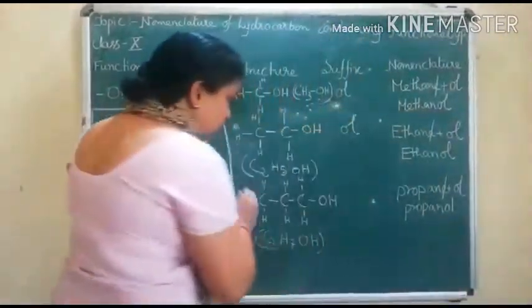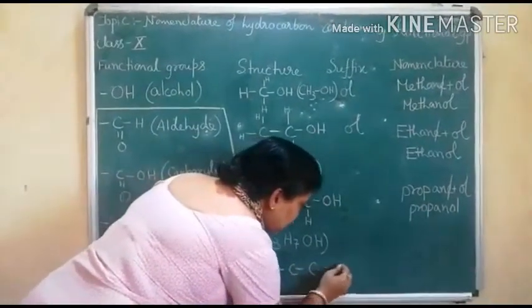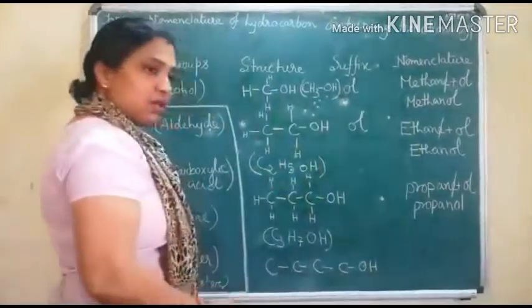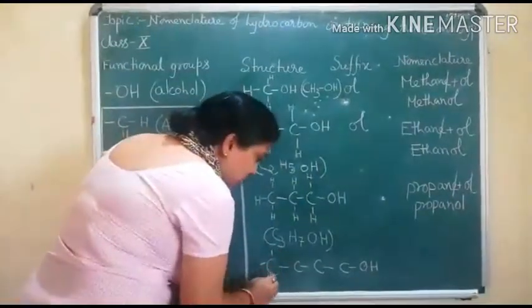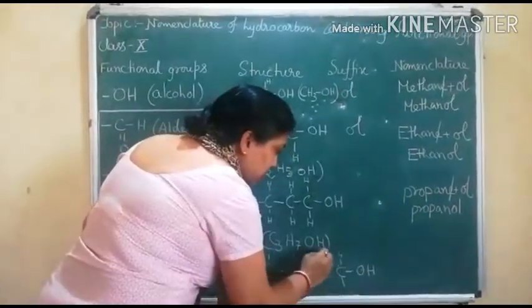What will it be for 4 carbons? Write 4 carbons and OH. OH is the functional group. Hence you satisfy the carbons with hydrogen.